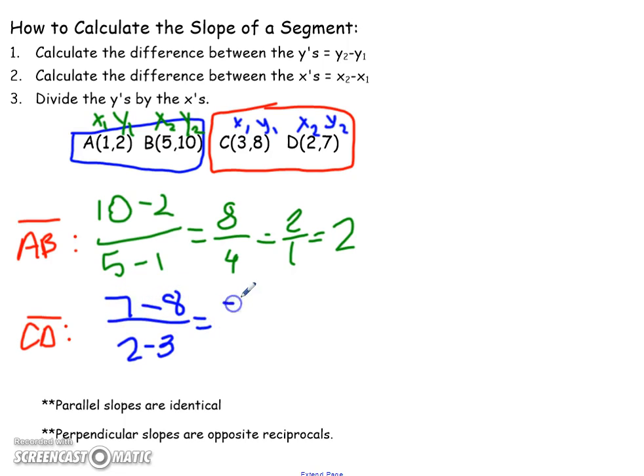7 minus 8 is negative 1. 2 minus 3 is also negative 1. Negative divided by negative is a positive. 1 over 1, or just the value of 1.